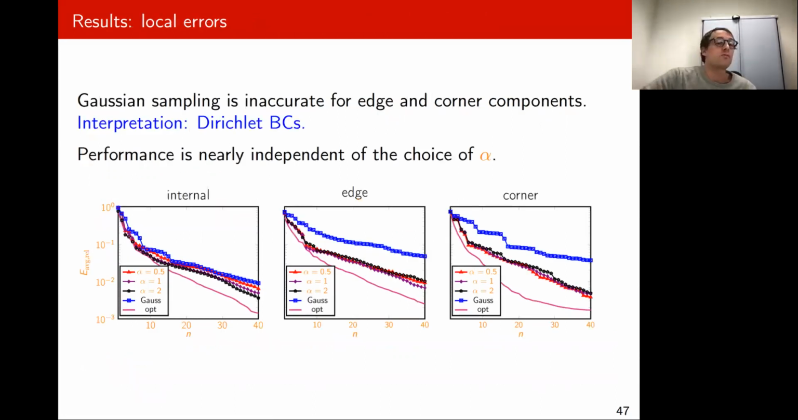And here's the performance. What you can see in this plot for different values of n, and this is the out-of-sample prediction error, is that Gaussian sampling is quite inaccurate for edge and corner components. So if there's one take-home message for this second part of the talk, it is that for nonlinear PDEs, sampling does matter a lot, okay? So it's very important to sample correctly.